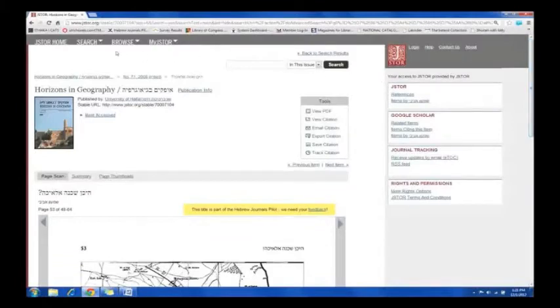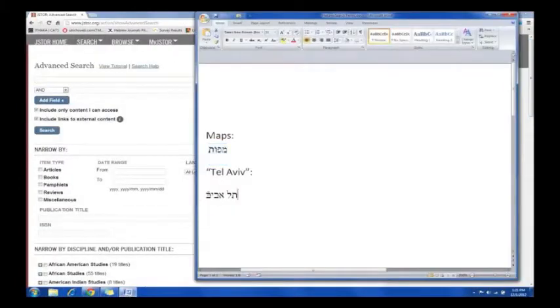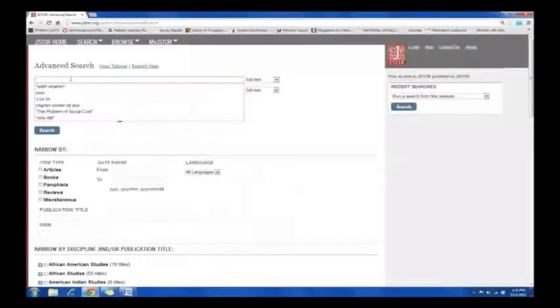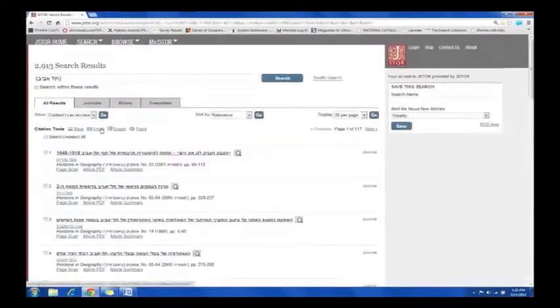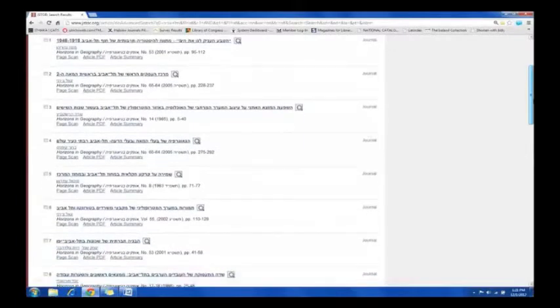And next I want to show you some searching. What I did for the purposes of the demo was throw some search terms into a Word document so I could paste them very easily. And so what I did is just get the Hebrew word for maps. Sort of a silly way of doing it, but just for the purposes of the demo. Searching for maps.